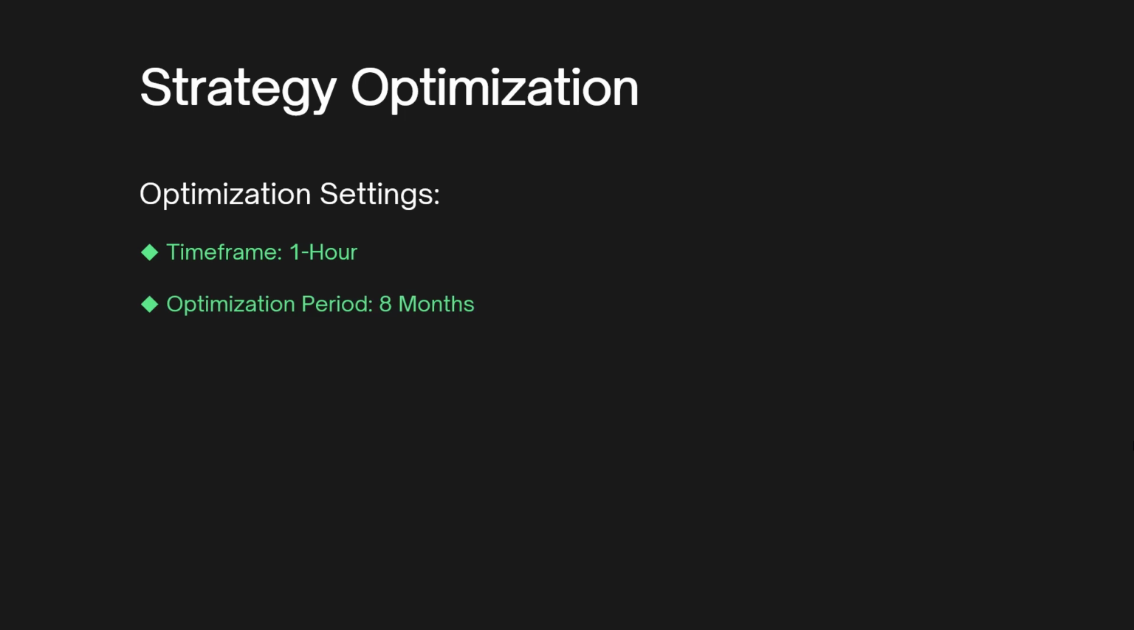Here's the game plan. We'll test the strategy on the 1-hour time frame. The data will be split into in-sample, 8 months, for tuning the strategy. Out-of-sample, 4 months, to test performance on unseen data. We'll optimize these key parameters.